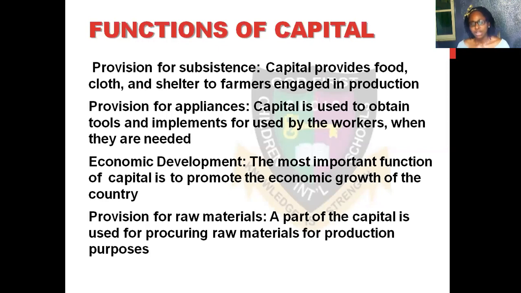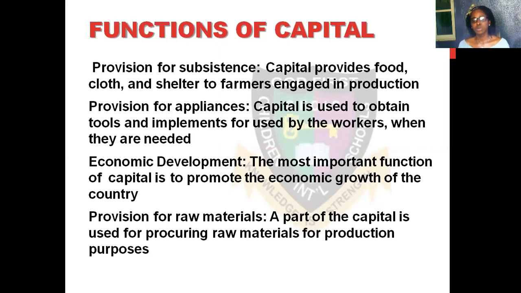Economic development. The most important function of capital is to promote the economic growth of the country. Once you have the required capital, you can be able to produce whatever you want to produce in advanced technology.